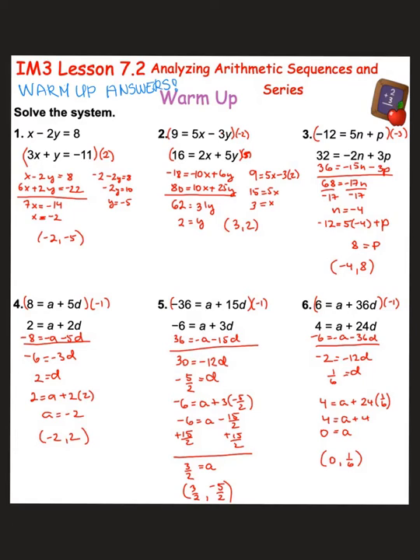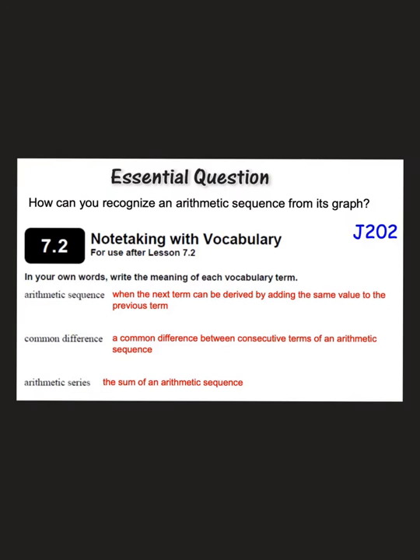These are your answers to the warm-up questions that we started on last Friday. The essential question is, how can you recognize an arithmetic sequence from its graph? So let's talk about vocabulary first.